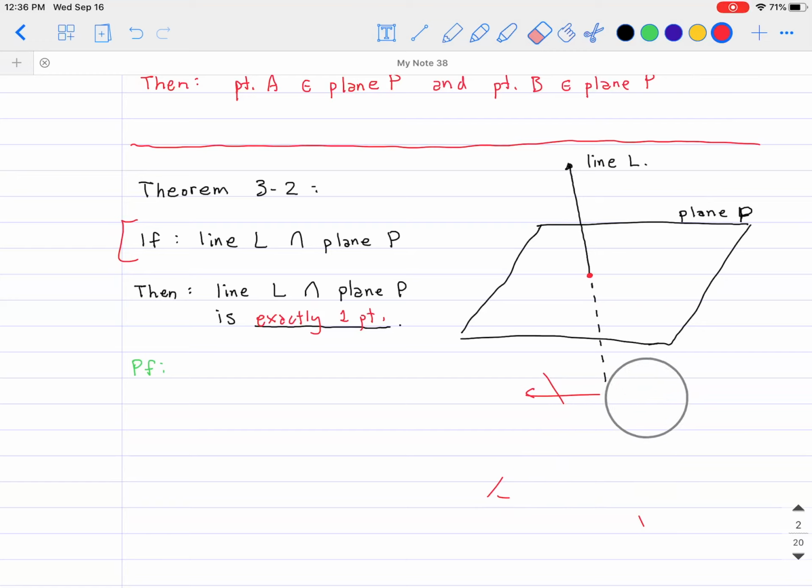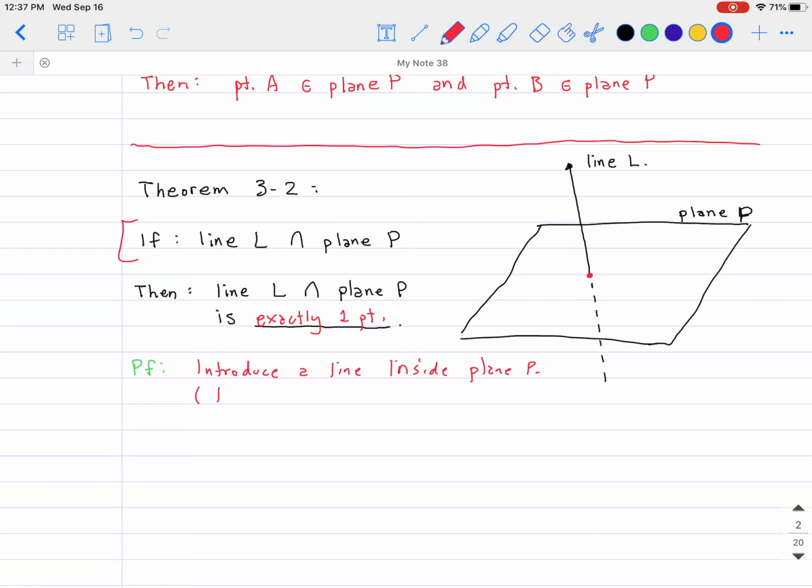It's going to be a single point. So now what we're going to do is write a quick proof for it just to show that this is true. Well, here is what we can do. We can go ahead and introduce a line inside plane P.